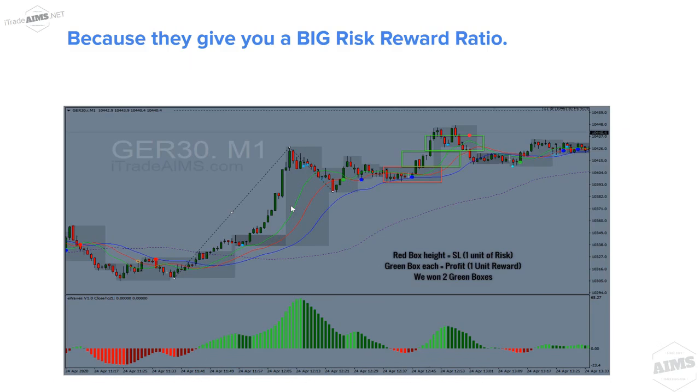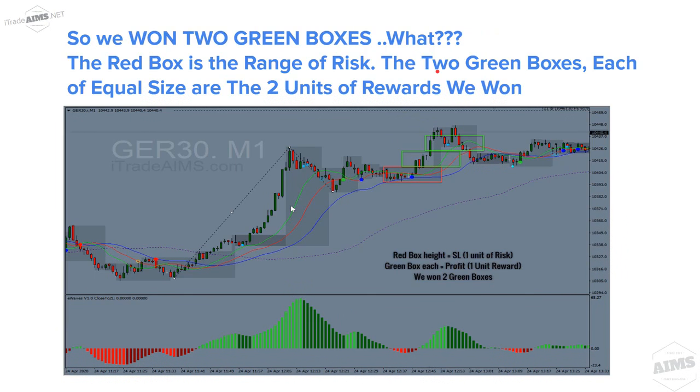So why do I like the flat wave 4? Because they give you a big risk reward ratio. So here we have 2 green boxes and the red box, and let me explain, and actually I can draw it as well. If you look at this red box, I drew it like this. Then what I did is that I copied it and just moved it upwards. So this is the space, the range of this box.